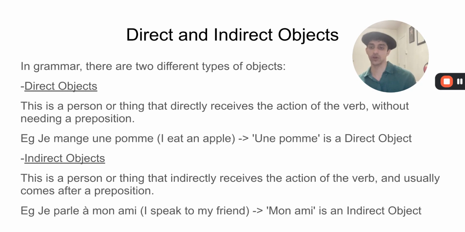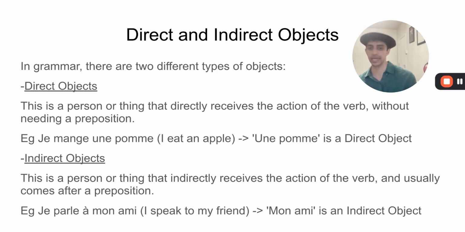Indirect objects, so that's the second type of object. An indirect object, on the other hand, refers to a person or thing that indirectly receives the action of the verb. And this would normally come after a preposition. For instance, you could say in French, je parle à mon ami, I speak to my friend. Mon ami is an indirect object. The easiest way we can tell that is because it comes after a preposition. In this case, the preposition à.